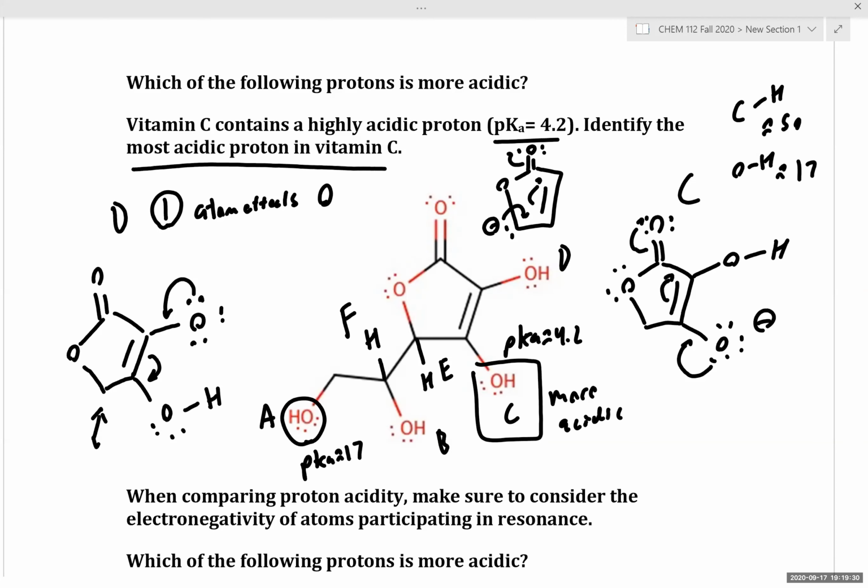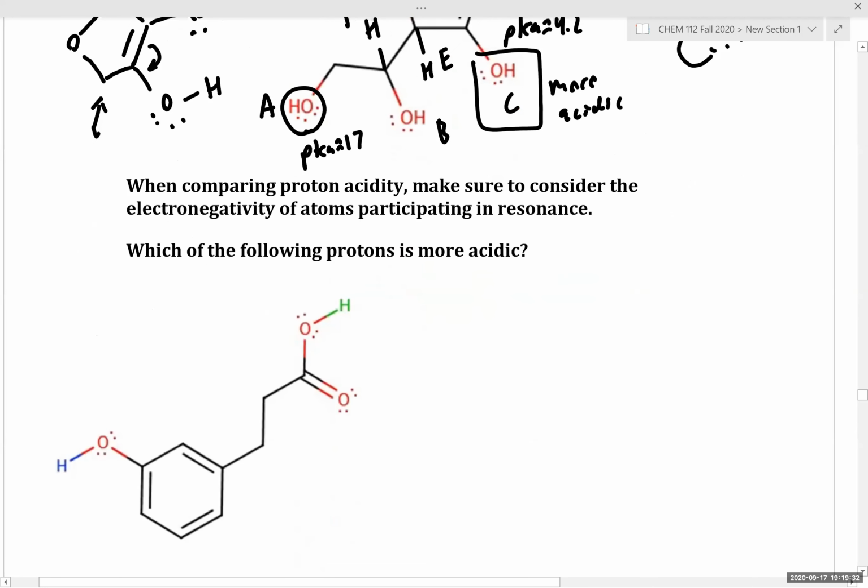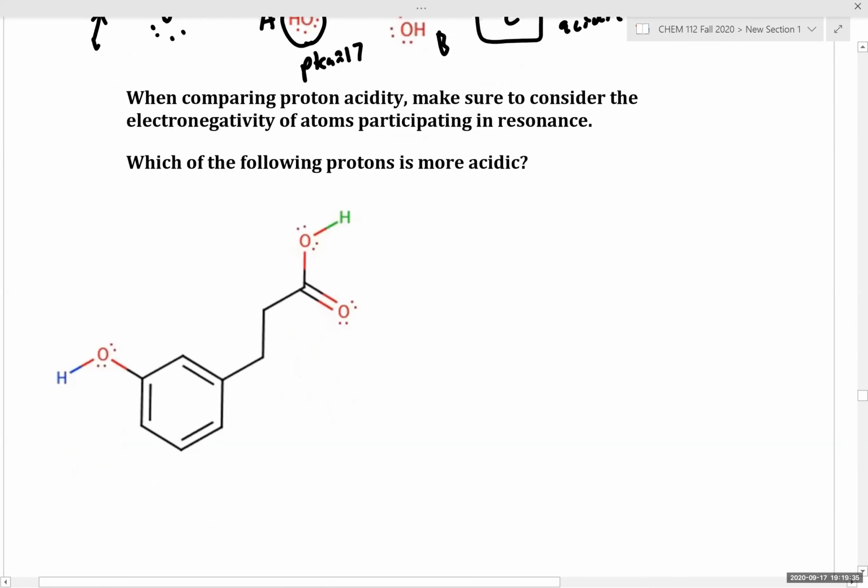Perfect, perfect. So, I'd like you to tell me which of the following protons is more acidic. And this example really helps us highlight a point. When you're comparing proton acidity, make sure to consider the electronegativity of all atoms participating in resonance. And I'd like you to tell me which of the protons is more acidic, A or B. And not just which proton is more acidic, but why.